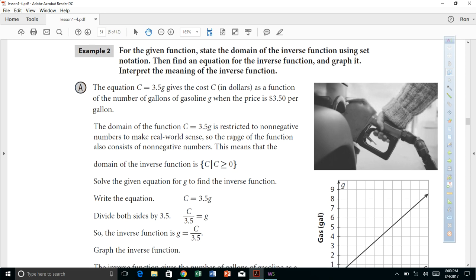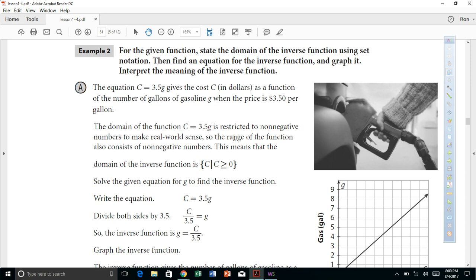For the given function, state the domain of the inverse function using set notation. Then find an equation for the inverse function and graph it. Interpret the meaning of the inverse function.